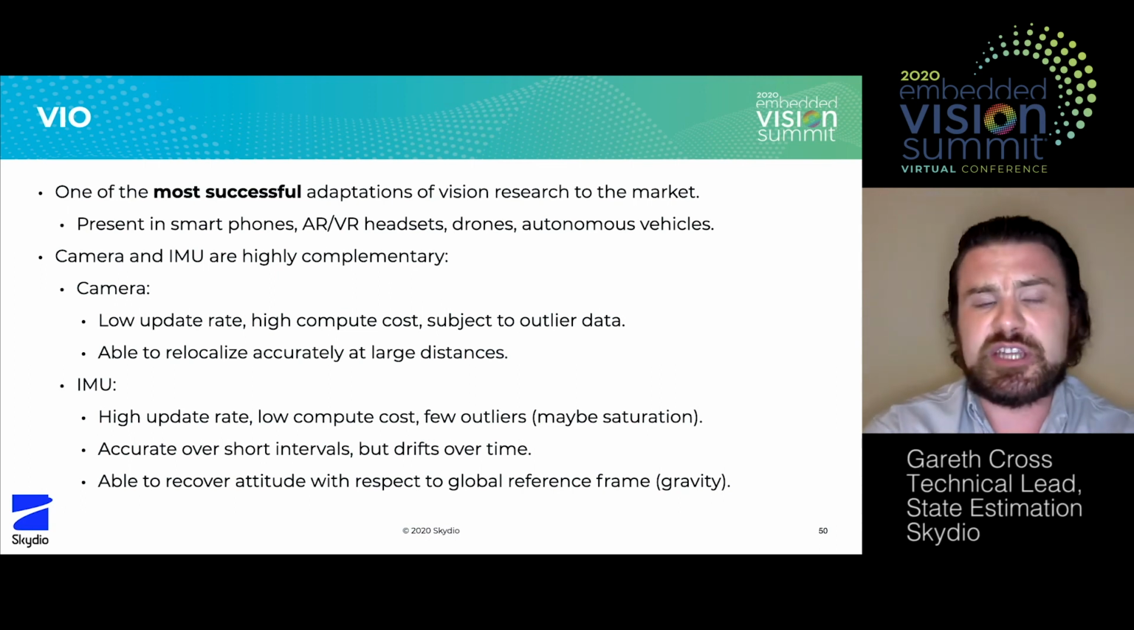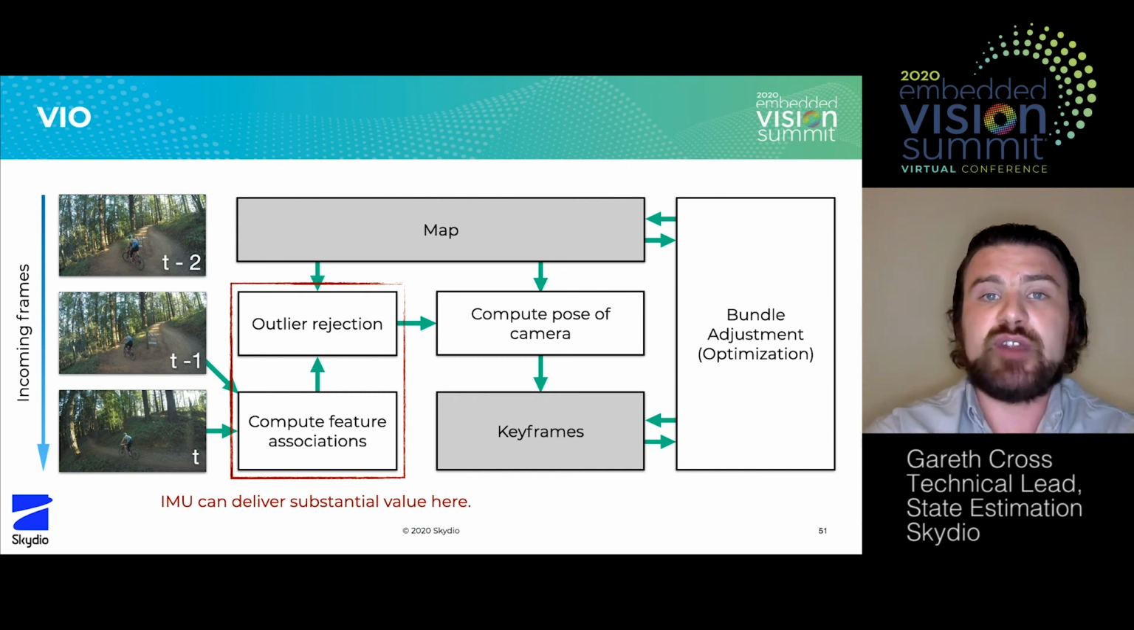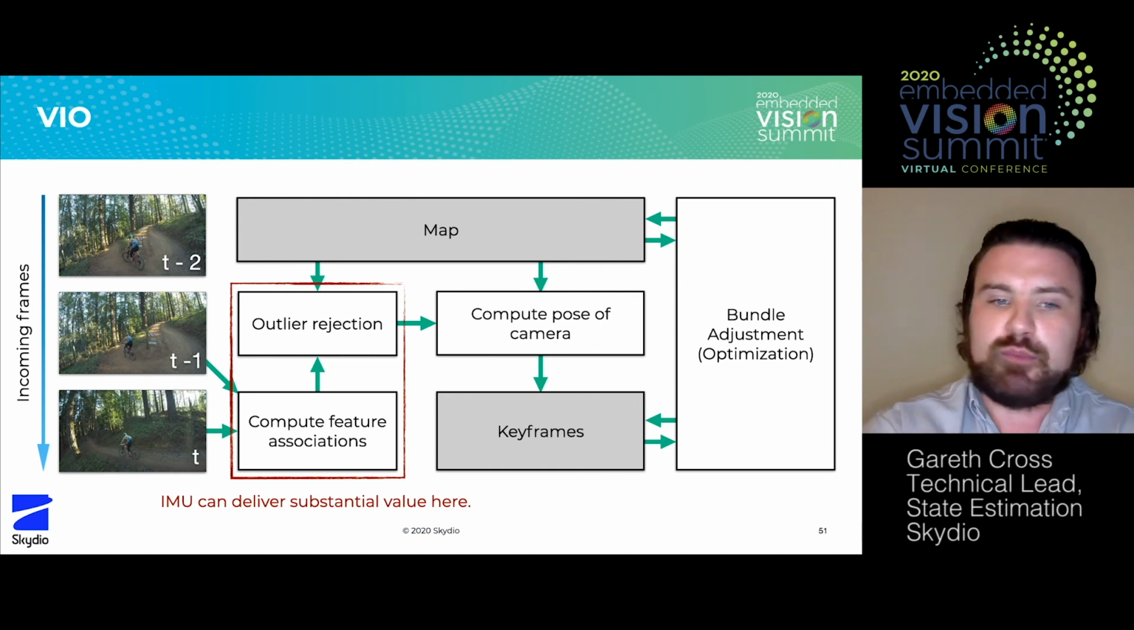One of the key ways in which it helps is at this step of the pipeline: outlier rejection and feature associations. Because the IMU gives you an estimate of your incremental motion between frames, it gives you an initial guess, I should say, of where feature tracks will be between images. That initial guess can be a very powerful additional assumption that you can use in your feature association method. Additionally, it gives you an initial guess for your outlier rejection algorithm, so you can make that step more robust as well.